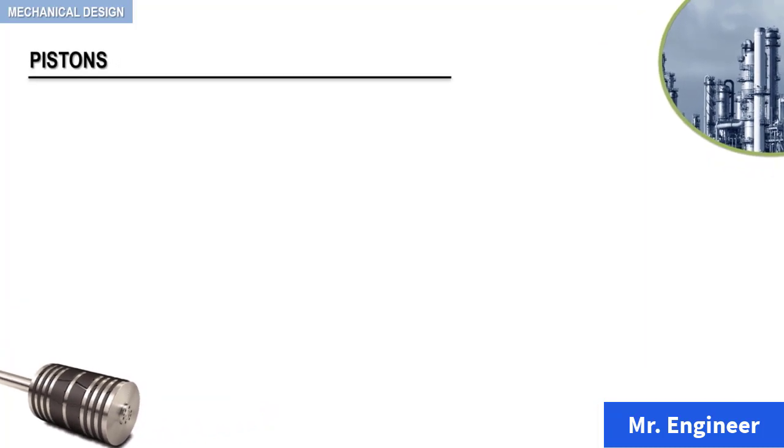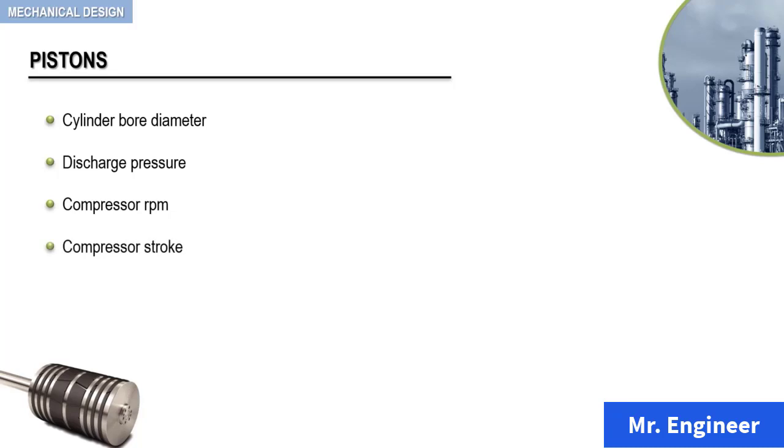The design and the materials used for reciprocating compressor pistons will vary with the make, type, and application of the compressor. Pistons are actually designed to take into account a number of conditions, such as cylinder bore diameter, discharge pressure, compressor rotative speed, compressor stroke, and piston weight, just to name a few. Compressor pistons are typically designed as one of three types. These are one-piece, two-piece, or three-piece pistons. Let's have a closer look at each type.